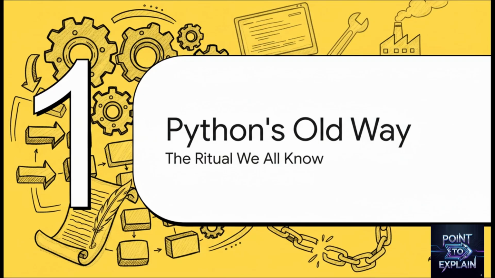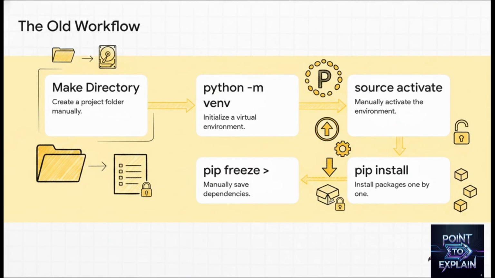Okay, so first things first, let's talk about how we've been doing things for years. If you've ever kicked off a Python project, you know the ritual I'm talking about. It's that familiar, multi-step dance we've all had to memorize. You know this dance. First, you make a directory. Then you initialize a virtual environment. You have to remember to activate it. Then you install your packages. And then, if you're being good, you remember to freeze all those dependencies into a requirements.txt file. We all do it, but is it efficient?